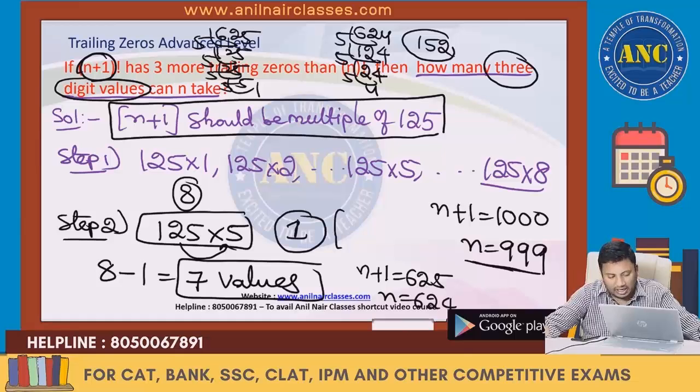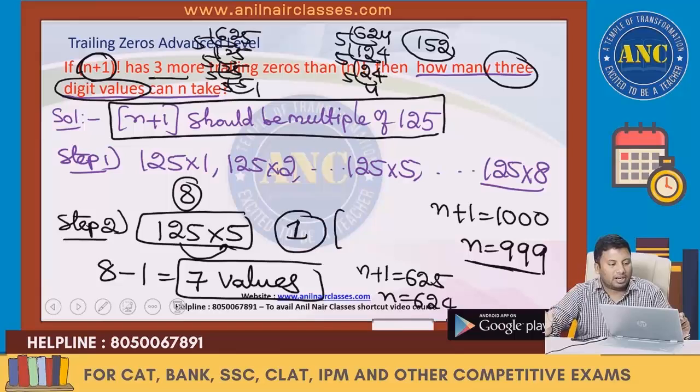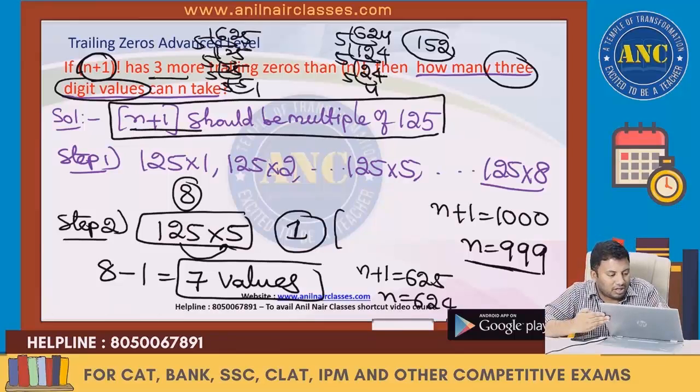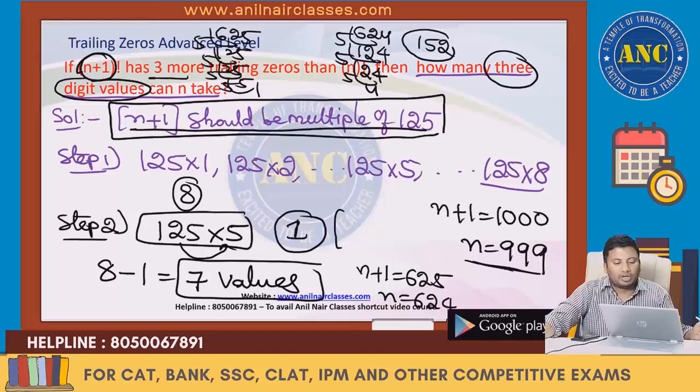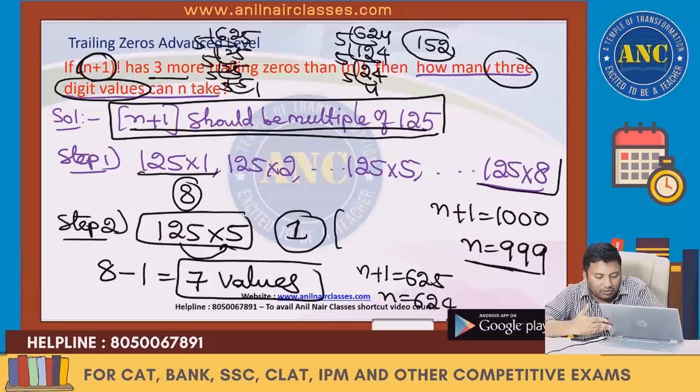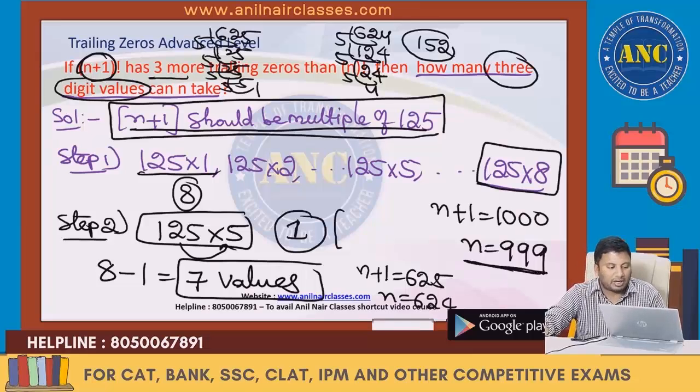Kindly reply in the live chat if this concept is clear to you. Advanced level questions: 3 more trailing zeros. 3 more trailing zeros means n plus 1 should be a multiple of 125, from 125 ones till 125 eights. N plus 1 is 1000, n will become 999, which is a 3-digit number. Eliminate the multiples of 5.